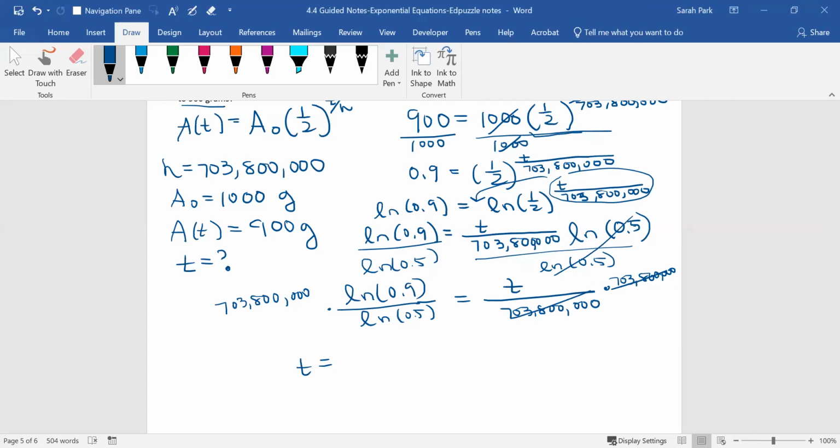Okay, so t is equal to 106,979,777 years. So it takes that long just for 1,000 grams to decay to 900 grams.